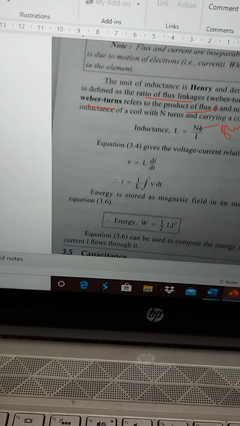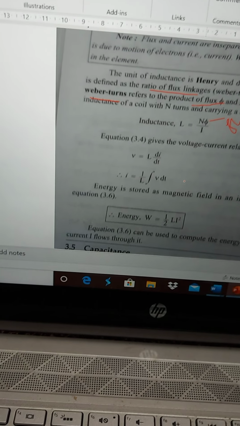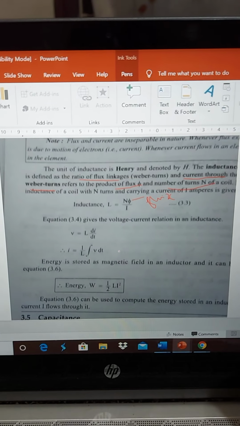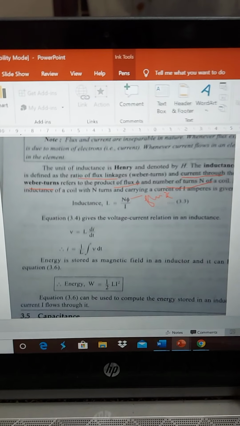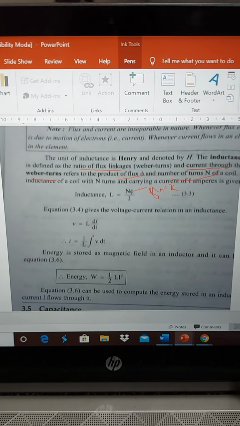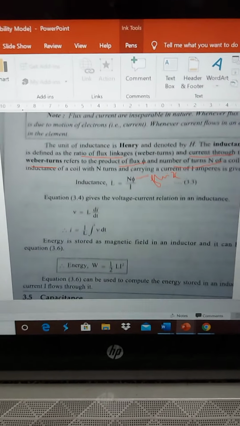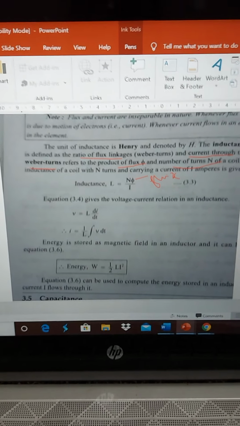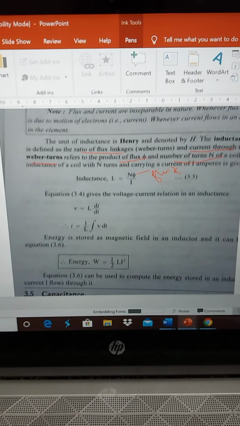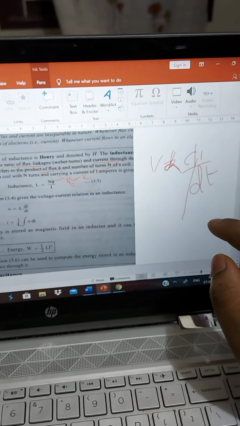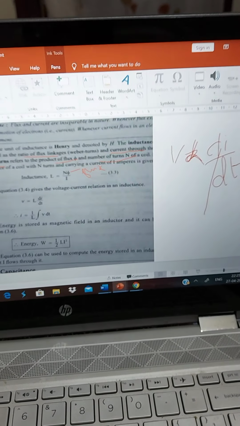Now you can see V is equal to L into di by dt. You should know how you are getting V is equal to L into di by dt. I told you V is directly proportional to the rate of change of flow of current. When I call this rate of change, it is d by dt of I. So V is proportional to di by dt, where V is your voltage.